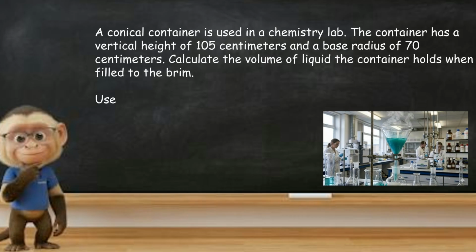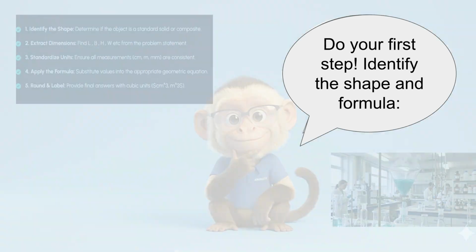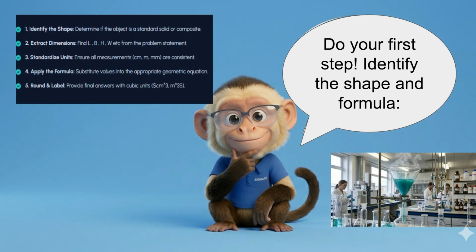Here is our question. Calculate the volume of liquid a conical container holds when filled to the brim. It has a vertical height of 105 centimeters and a base radius of 70 centimeters. We will use pi as 22/7. Do your first step: identify the shape and formula. Remember the 5 steps to solving geometric problems.